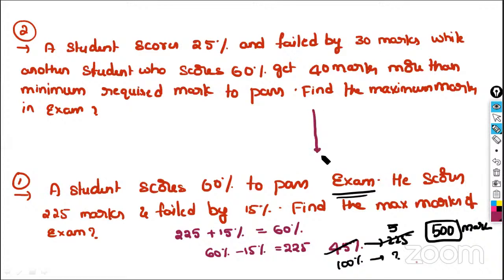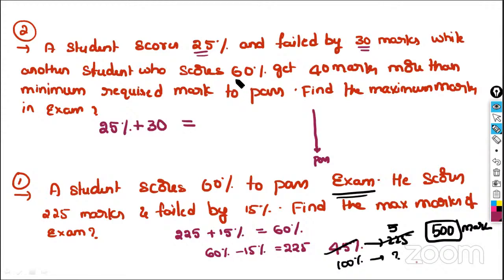So this is the pass mark. Okay, pass mark. Simply see the general procedure. A person got 25% score and failed by 30 marks. If I add 25% plus 30, he will be passed, right?